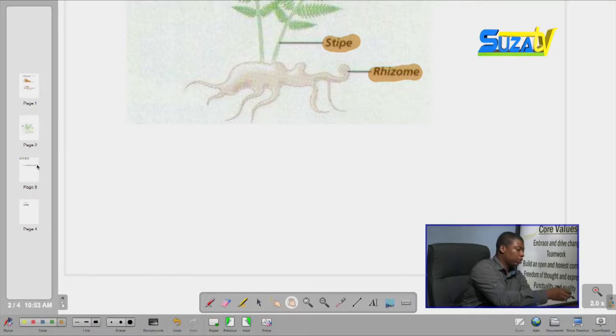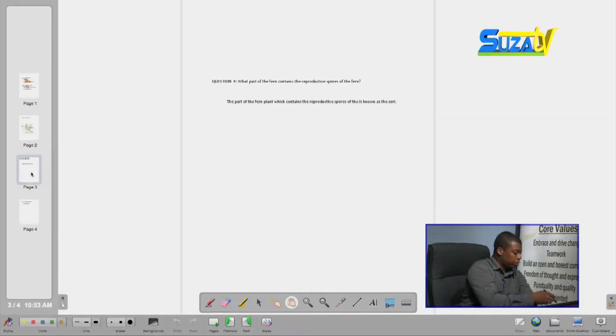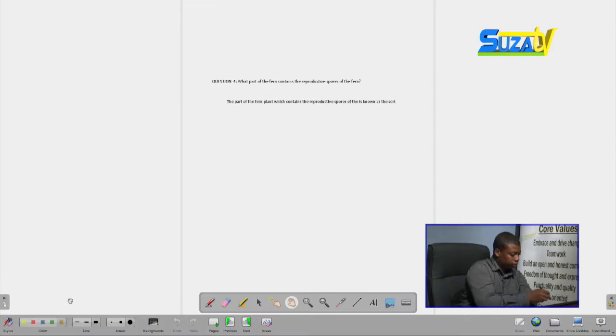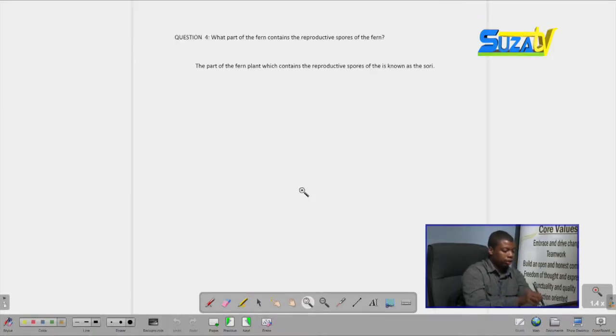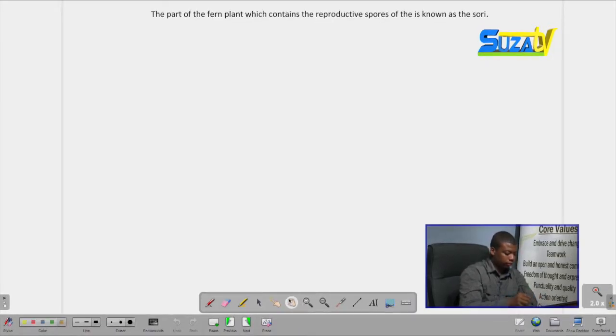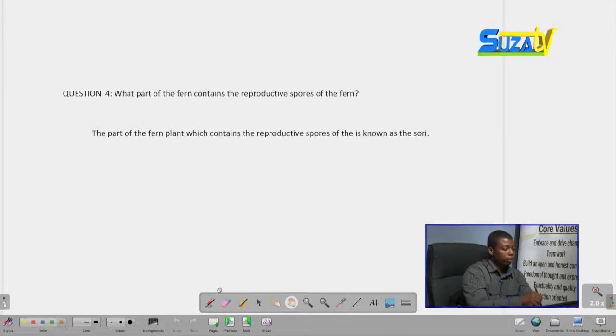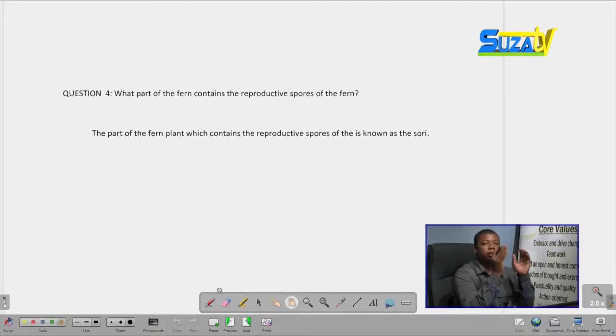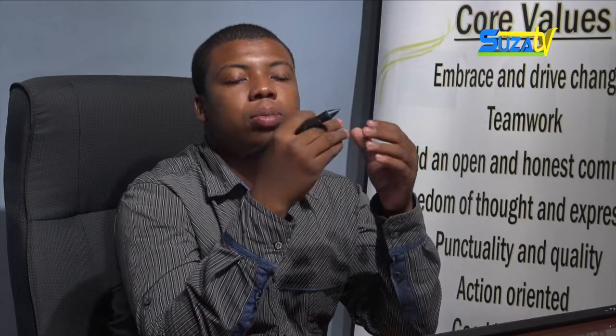Moving ahead to our next question, question number 4, which says, it's a simple question, which says, which part of the fern contains the reproductive spores of the fern? So we know that ferns use spores. They have a sporophytic life cycle. But where are the spores stored?